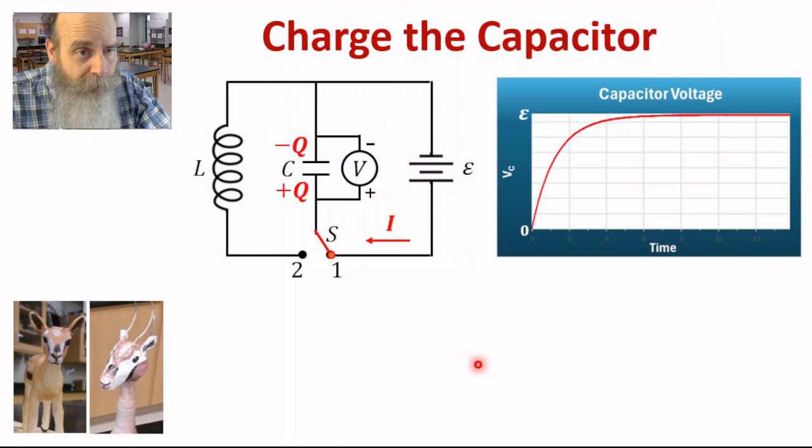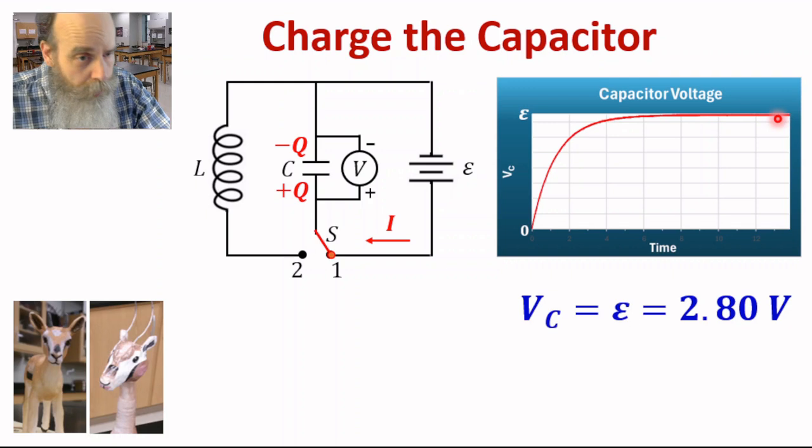Here is a plot of capacitor voltage versus time. At the beginning, when t is 0, the voltage across the capacitor is 0. As current flows and charge accumulates, the voltage increases until it reaches a maximum value, which is equal to the EMF of the batteries. In our experiment, that final potential difference across the capacitor was equal to 2.80 volts.